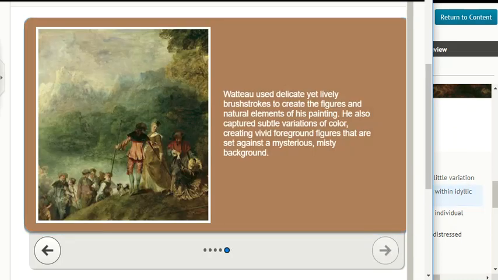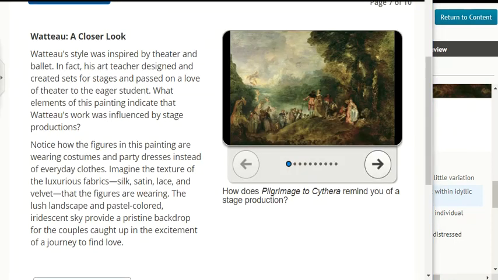Watteau used delicate yet lively brushstrokes to create the figures and natural elements of his painting. He also captured subtle variations of color, creating vivid foreground figures that are set against a mysterious, misty background. Watteau, a closer look. Watteau's style was inspired by theater and ballet. In fact, his art teacher designed and created sets for stages and passed on a love of theater to the eager student. What elements of this painting indicate that Watteau's work was influenced by stage productions? Let's take a look.